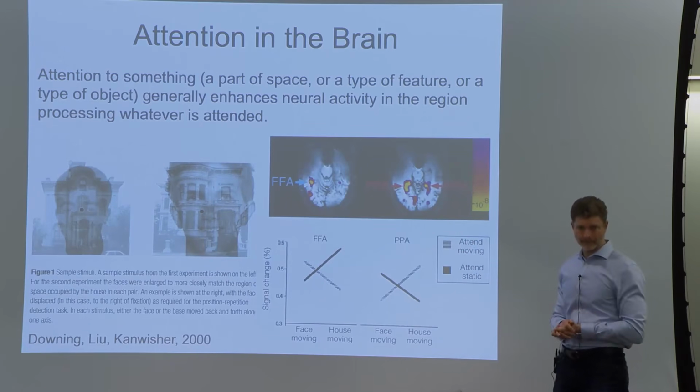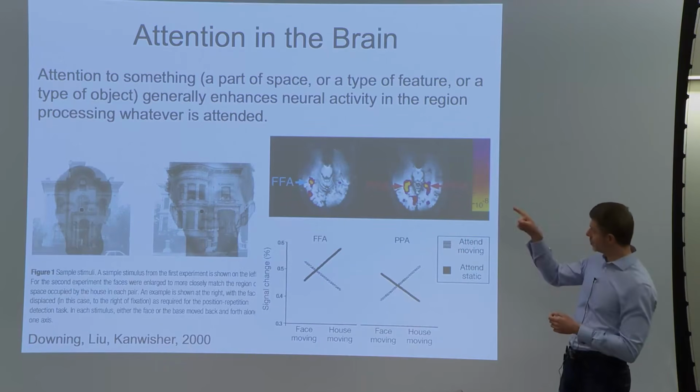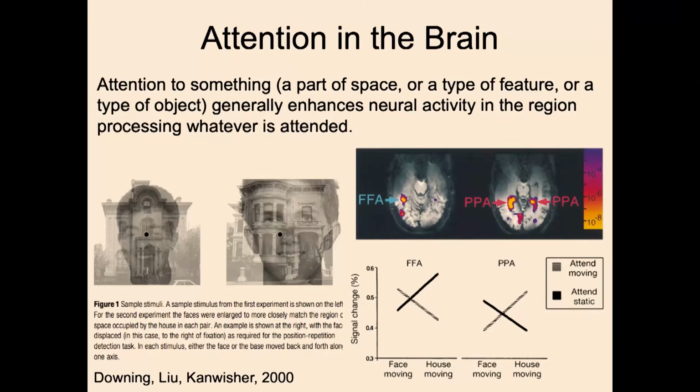Okay. So the big picture here is that attention to something, whether a part of space, a type of feature, or a type of object, generally enhances neural activity in the region that's processing whatever is attended. Okay. The next thing that I have to tell you about is going to involve effects of attention at the single neuron level.